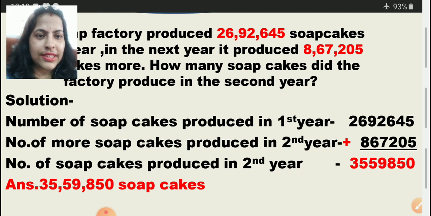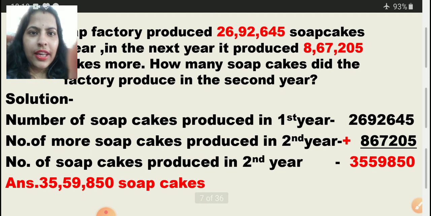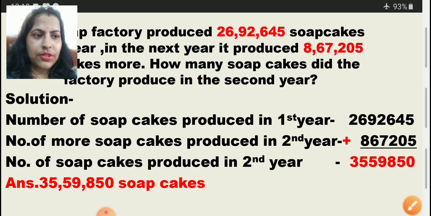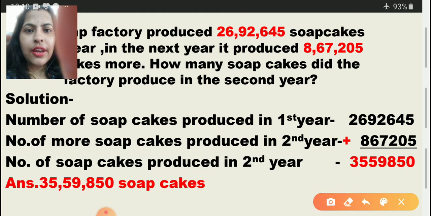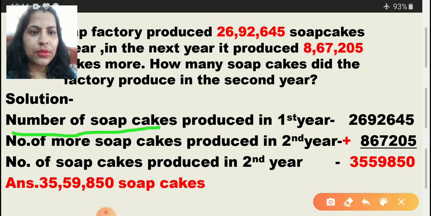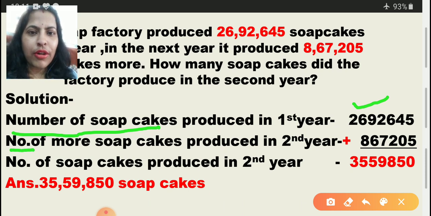Only a few things you have to keep in your mind: if any item's quantity is given, you have to use the word number. Here we have started the sentence with the word number. Number of soap cakes produced in first year. I have written here the data. Number, here I have written the short form of number, NO.